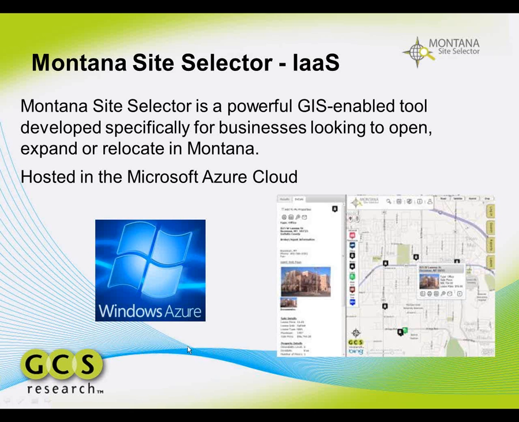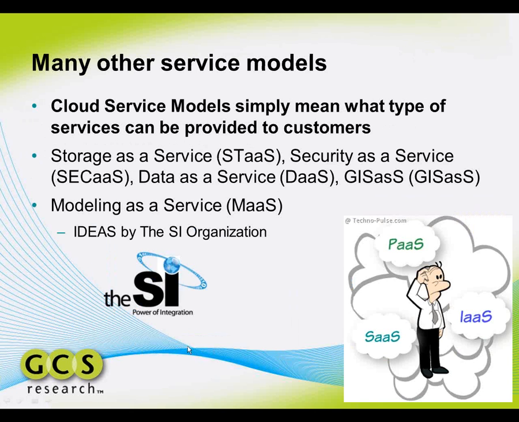Okay. Thanks, Alex. So those are the three main service models, and there are a ton more, and people make up new ones every day. Really, what a cloud service model simply means is the type of service that's provided to customers by that model. And so you see things like storage as a service, security as a service, data as a service, even GIS as a service.